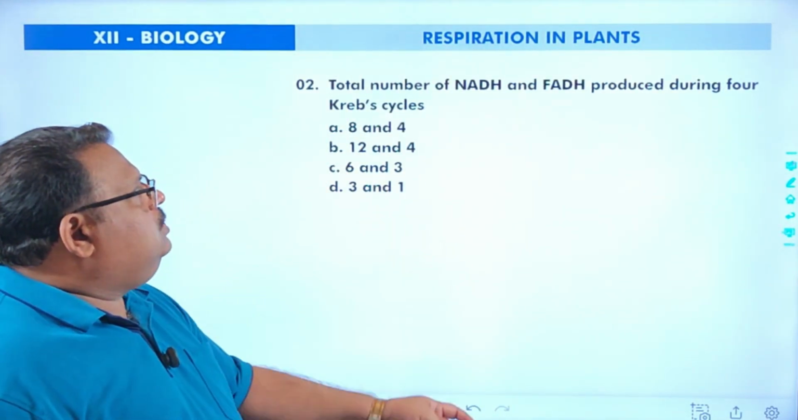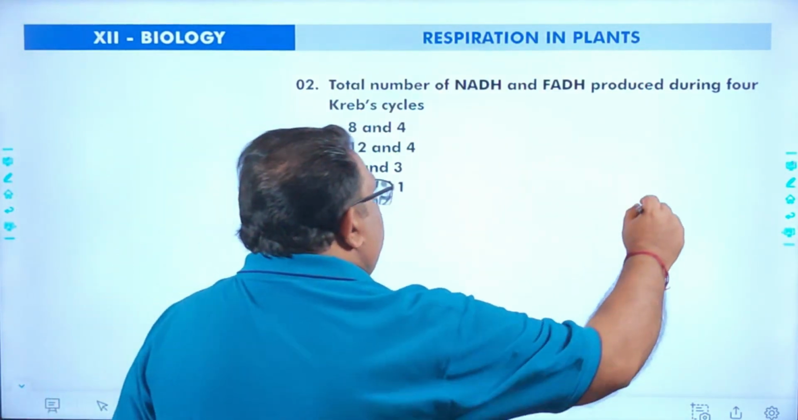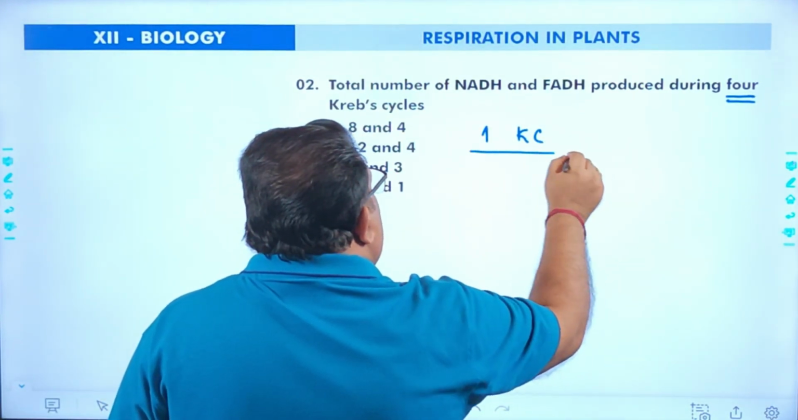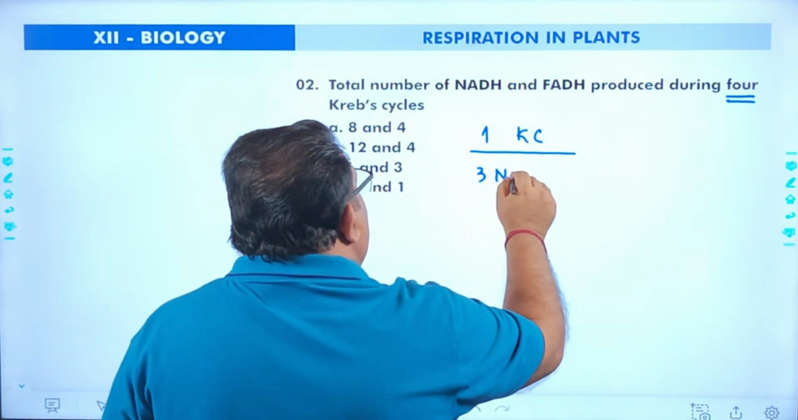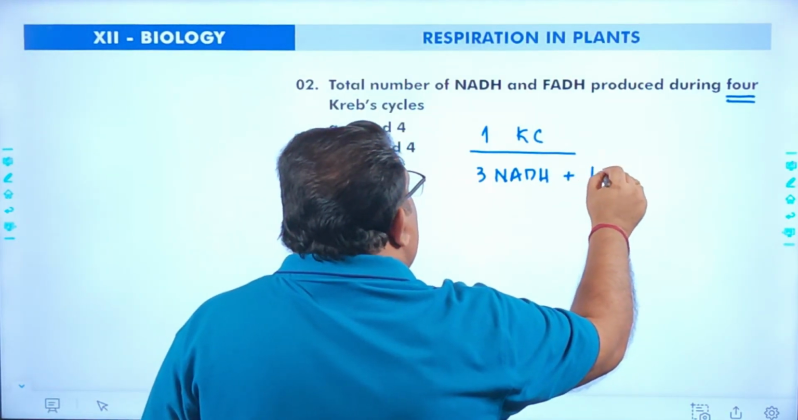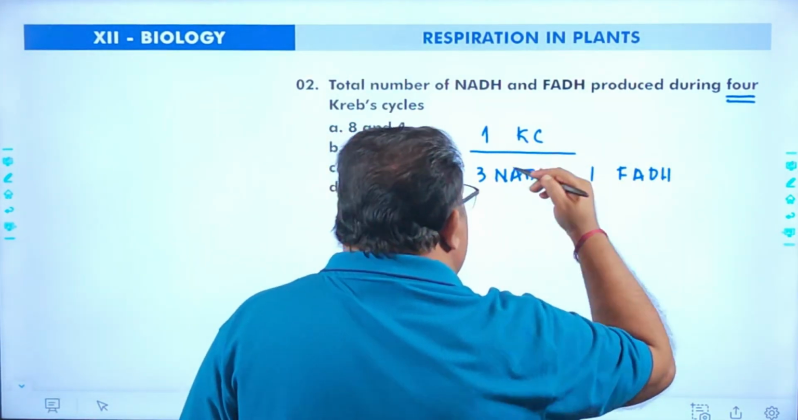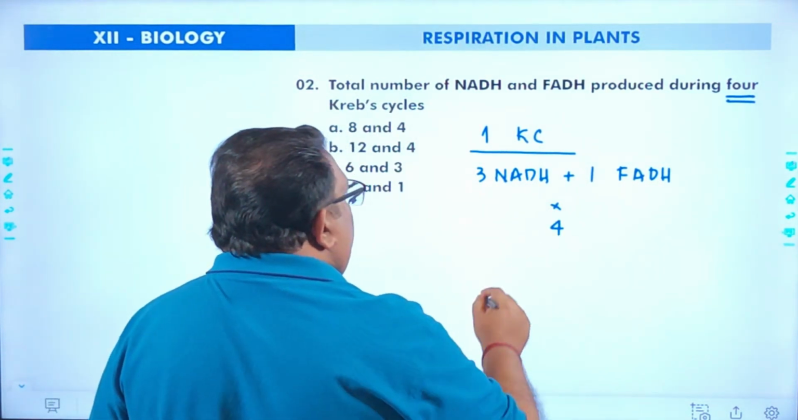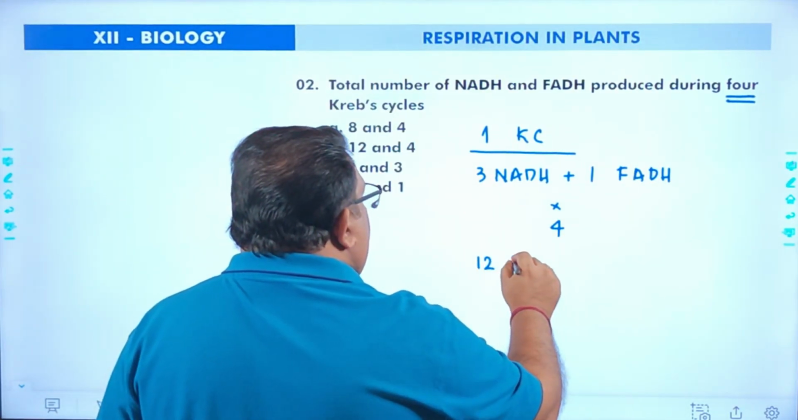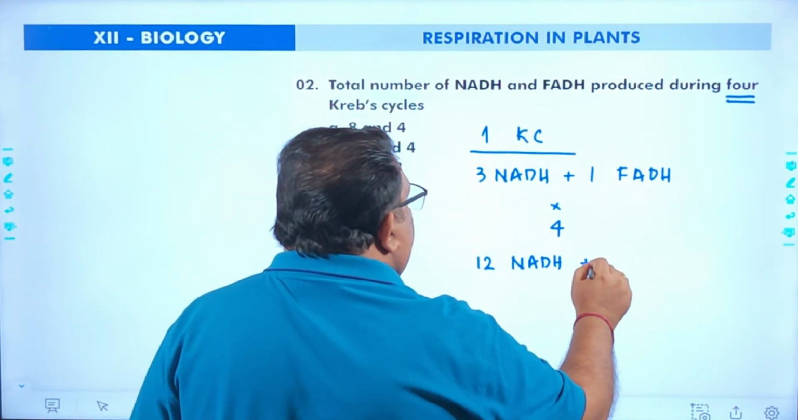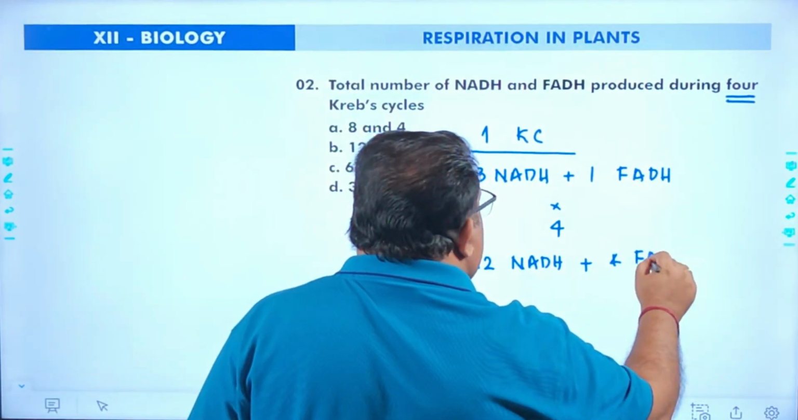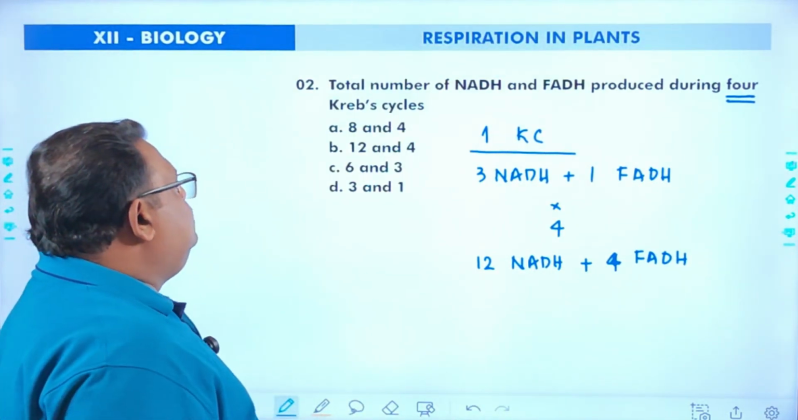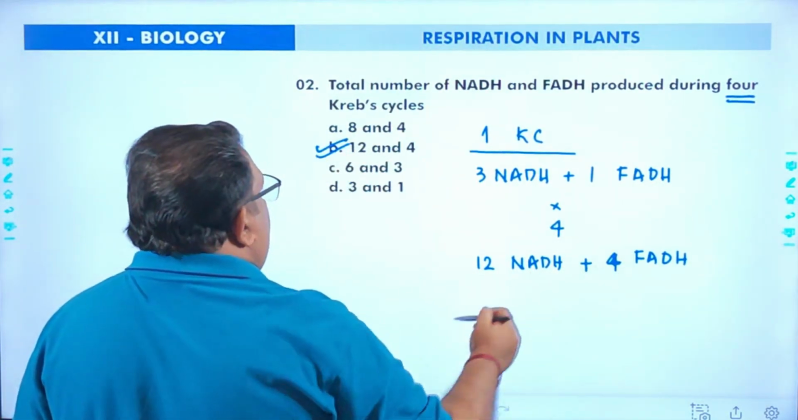The total number of NADH and FADH produced during 4 Krebs cycles. In one Krebs cycle, leading to the formation of 3 molecules of NADH plus 1 molecule of FADH. So for 4, 4 into 3, there will be 12 molecules of NADH plus 4 molecules of FADH. So the correct answer is 12 and 4.